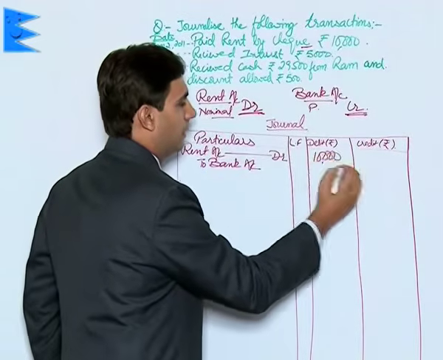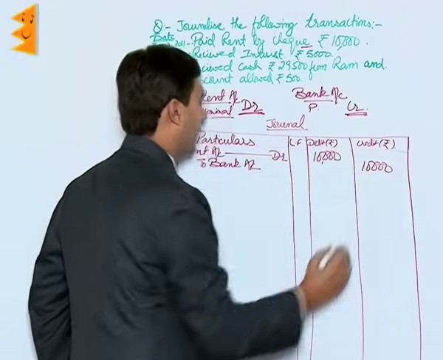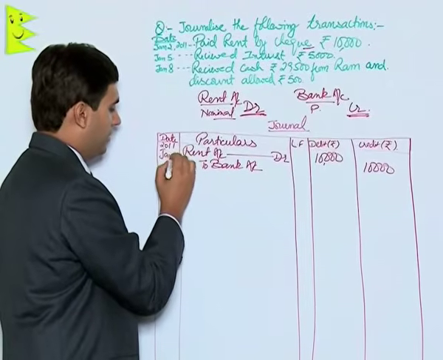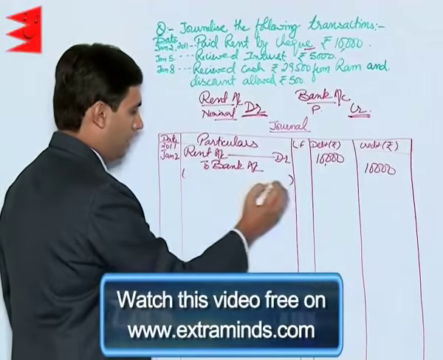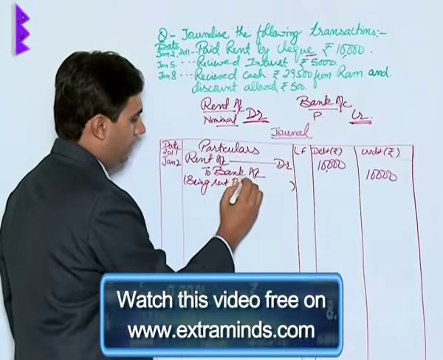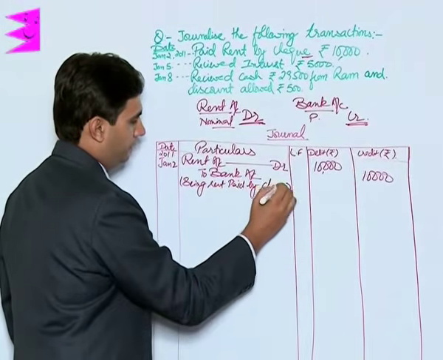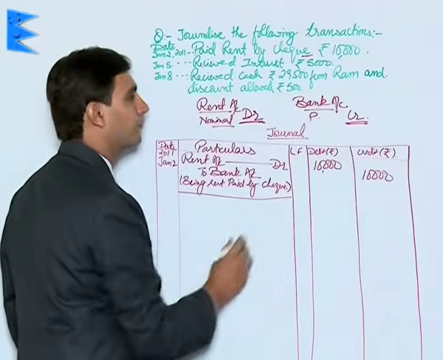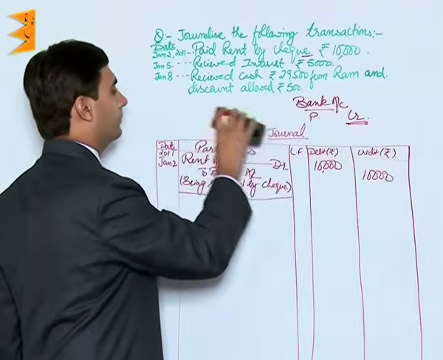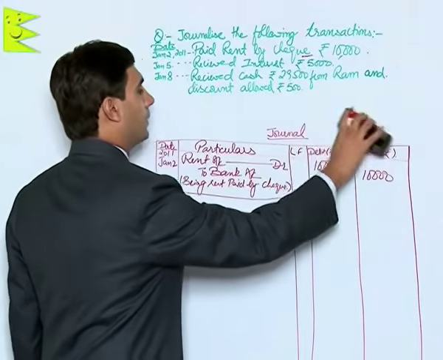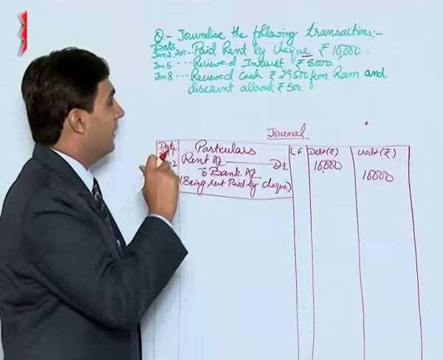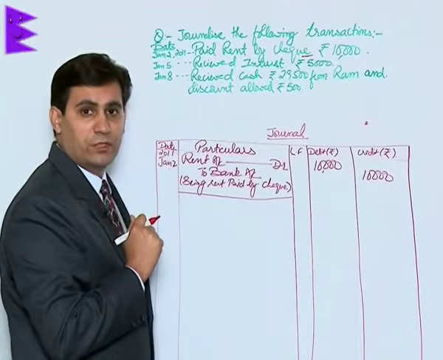Amount is rupees 10,000. Do mention the date here. 2011 is the year, January 2nd is the date. Narration: being rent paid by check. Now students, coming to the second transaction. The second transaction is on the date of January 5th. It says that received interest rupees 5,000.